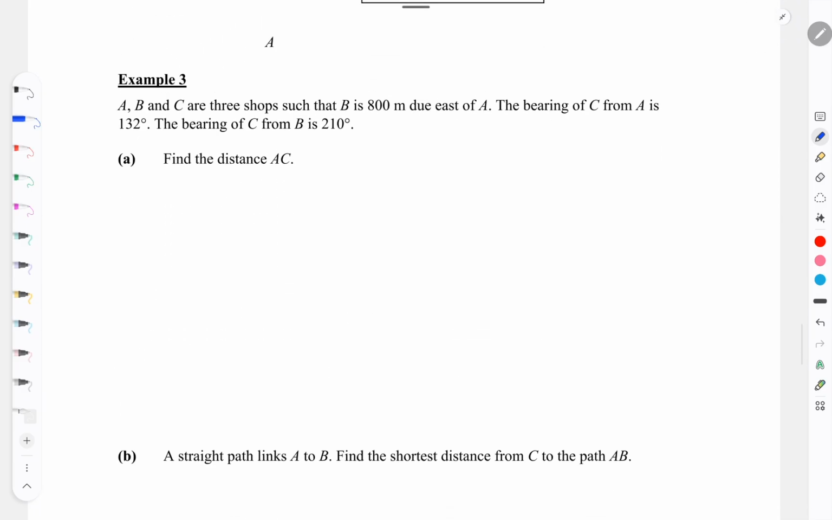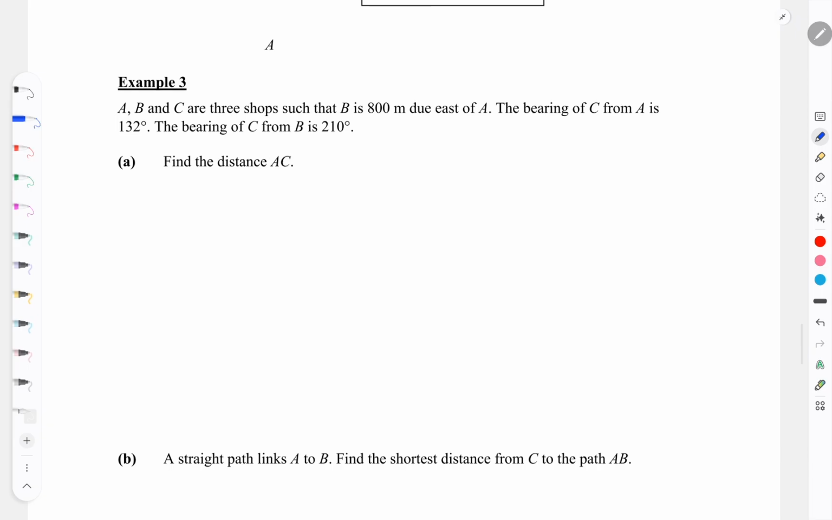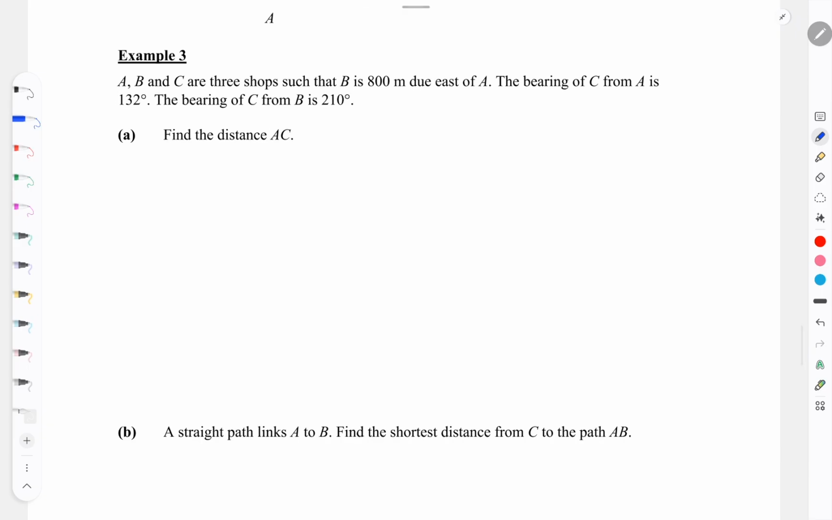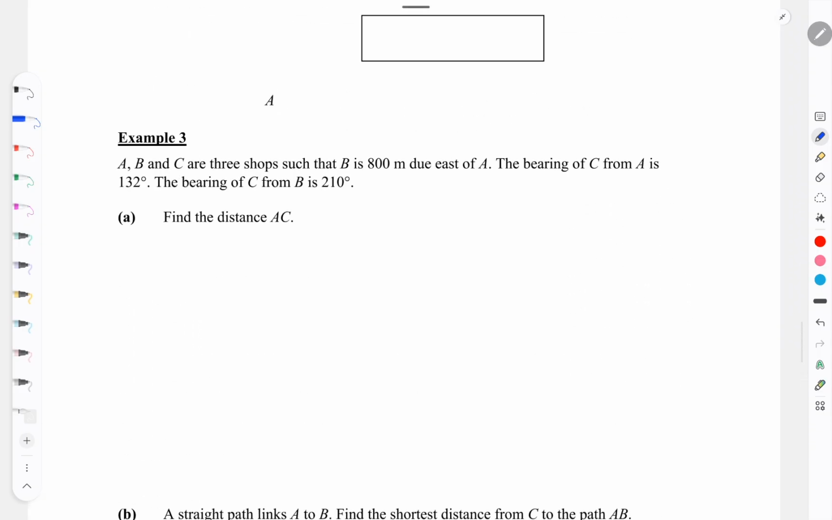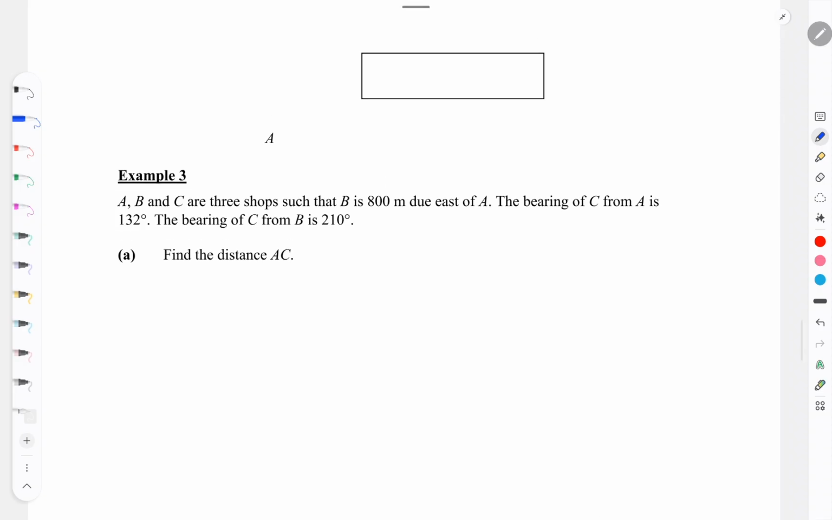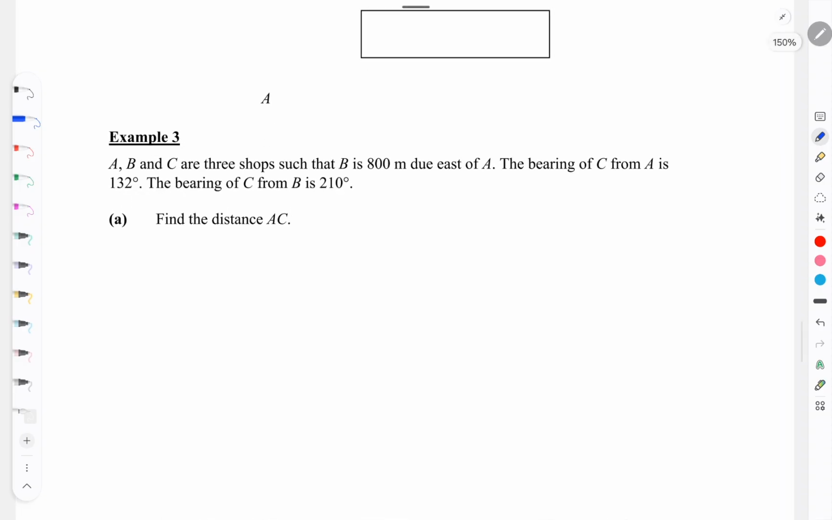Okay, move on. I'll go with example 3, the last example. We are about 47 minutes in. Example 3: A, B, C are 3 shops such that B is due east of A. Let me draw it into a picture first. So I have shop A. Let's say here is A, and this is north.